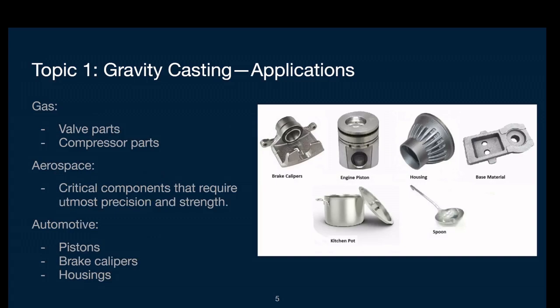To name a few applications, the gas industry uses cast parts for valves, compressors, and so on. The aerospace industry uses casting to make critical components that require the utmost precision and strength, and the automotive industry also uses gravity casting for things like engine pistons, brake calipers, and housings.